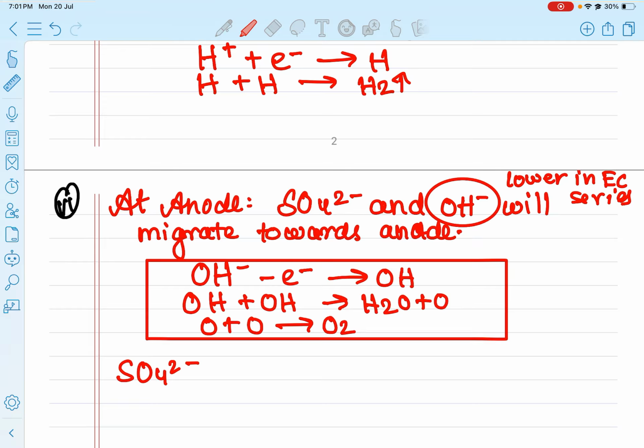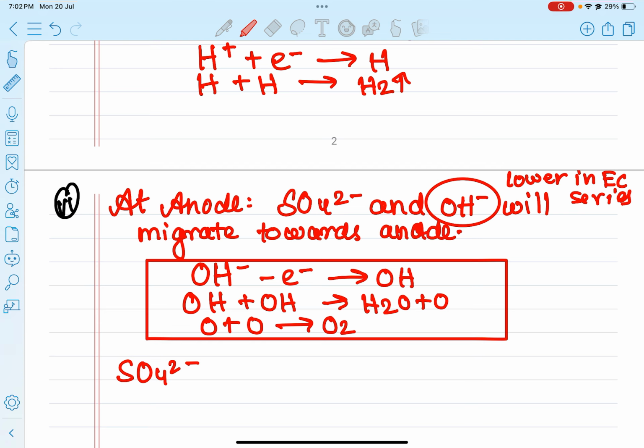So the sulfuric acid concentration at cathode will decrease, because the cathode is producing H plus ions, I mean discharging H plus ions, and SO4 2 minus is also migrating towards the anode. H plus ions are also being discharged from the cathode. So the concentration of sulfuric acid will decrease at the cathode.